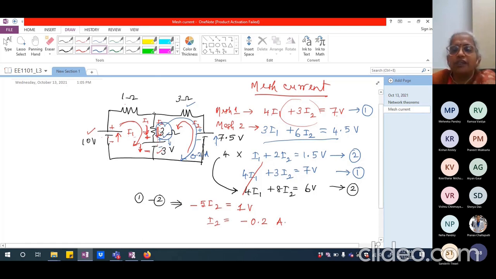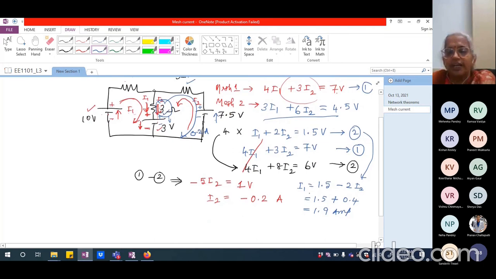Okay. So from this, I should be able to calculate what is I1. I said that I1 will be equal to 1.5 minus 2I2. This is what this equation tells me. So this is 1.5 minus 2 times this 0.2, so that is going to be plus 0.4. So this is 1.9 ampere. Am I correct? Okay. So this is going to be 1.9 ampere, which is flowing as I1.